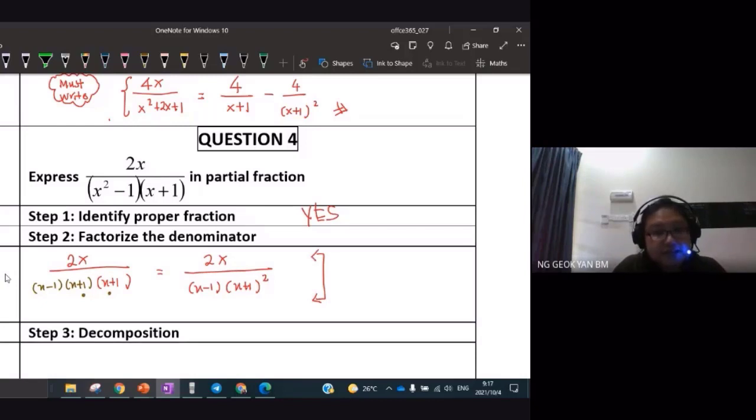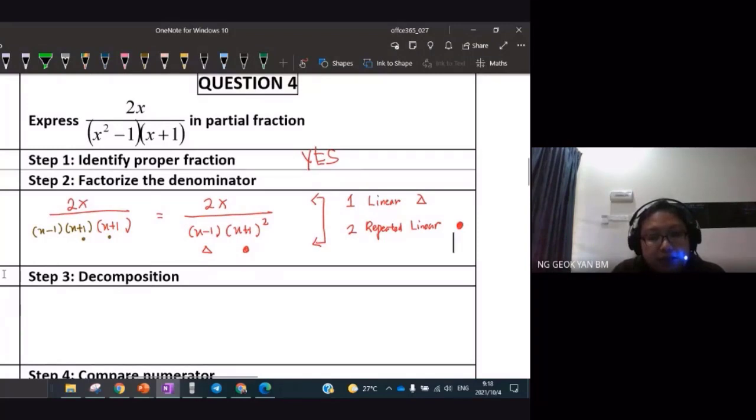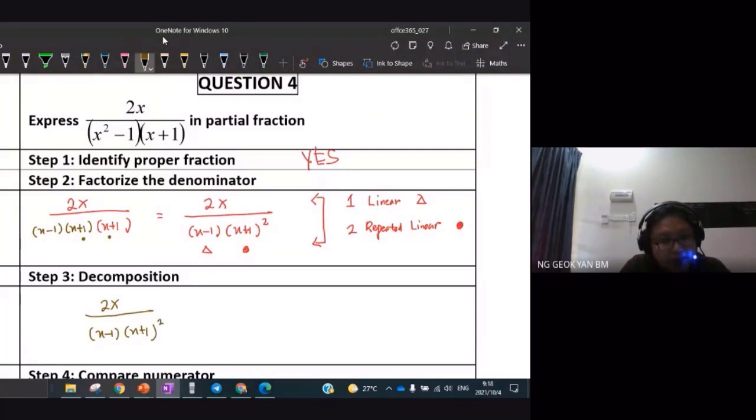After we do the factorization, we identify is a 1 linear which is referring to the x minus 1. Okay, and then 2 repeated linear for the x plus 1 square. So the decomposition, it will be 3. Okay, therefore, you will rewrite as 2x over x minus 1, x plus 1 square is equals to.